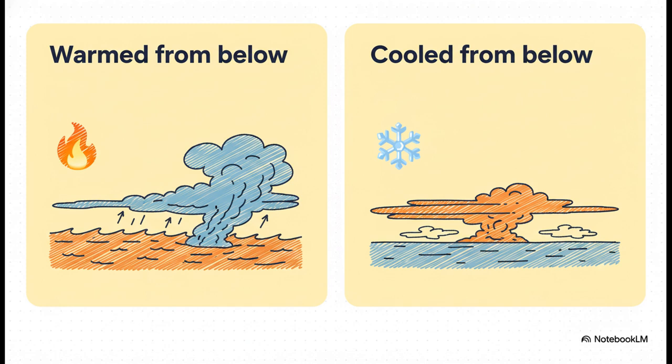Now flip that. What if a warm, humid air mass travels over a cold surface? It gets cooled from below. That makes the air heavy and stable. So instead of rising, it just kind of sits there, forming those flat, layered stratus clouds, or even fog.